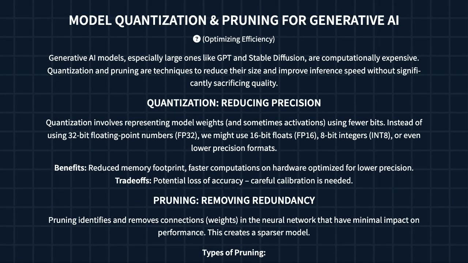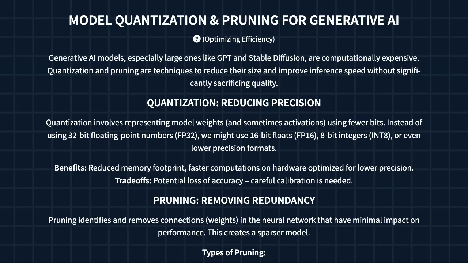Okay, let's talk about how we can make these massive generative AI models more manageable. We're looking at two key techniques: quantization and pruning. Think of quantization as simplifying the language the model uses. Instead of using a lot of detailed information like 32-bit numbers, we reduce it to a simpler form, like 8-bit or even less. This makes the model smaller and faster, but you need to be careful not to lose too much detail along the way.